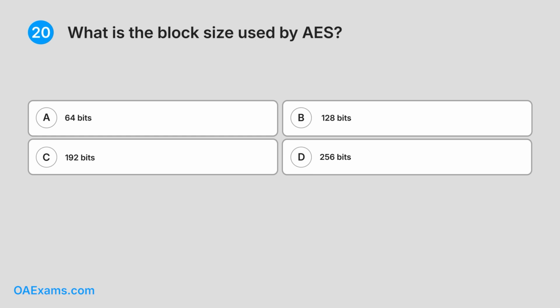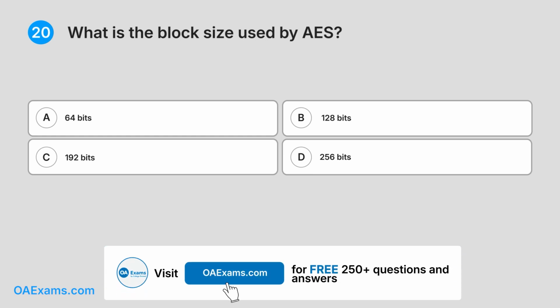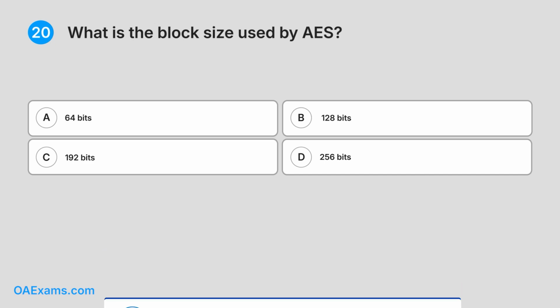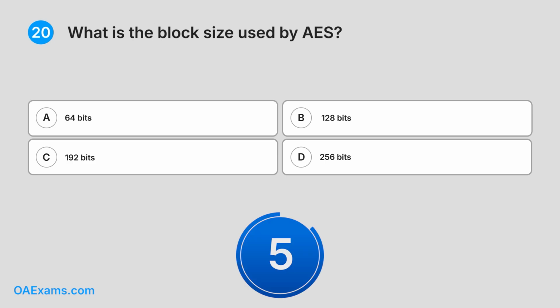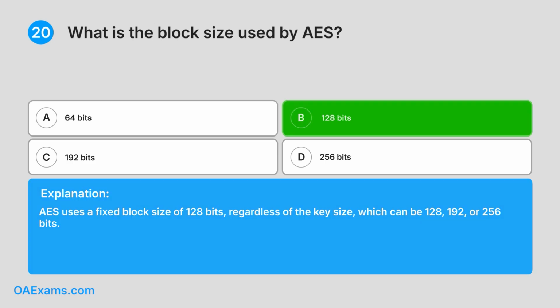20. What is the block size used by AES? A. 64 bits. B. 128 bits. C. 192 bits. D. 256 bits. Do you know the answer? Correct answer: B. 128 bits. Explanation: AES uses a fixed block size of 128 bits, regardless of the key size, which can be 128, 192, or 256 bits.